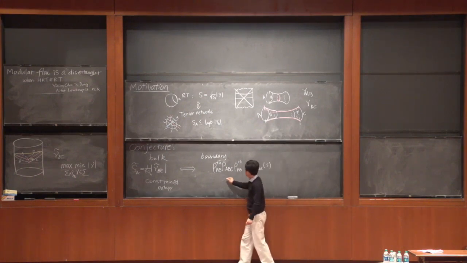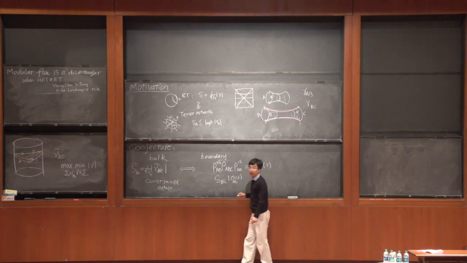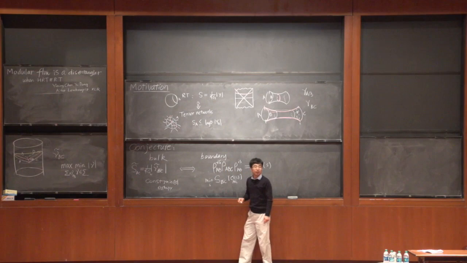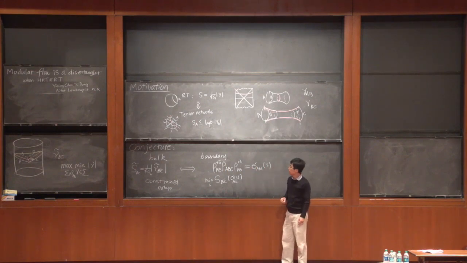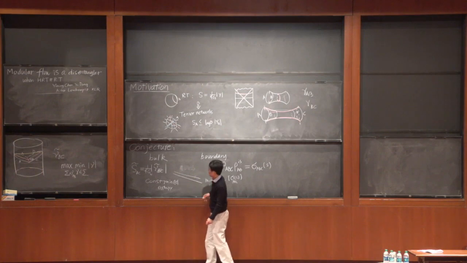So I can calculate the entropy of BC for sigma, and then minimize over the modular parameter S. So the proposal is that this is equal to that.